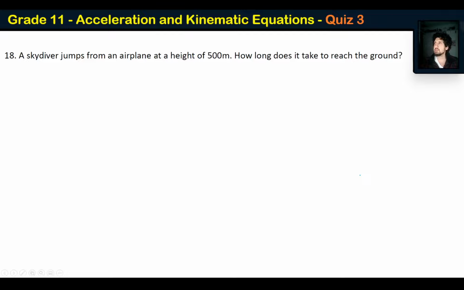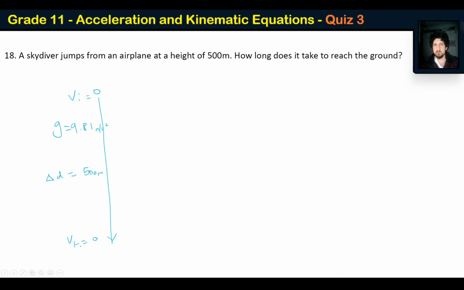A skydiver jumps from an airplane at a height of 500 meters. How long does it take to reach the ground? Okay, so once again, we've got the displacement, 500 meters down, and that is delta D. What else do we have? We've got VI, which is 0, and we've got the acceleration, which is G, which is 9.81 meters per second squared. Now, some of you might be tempted to think that VF simply equals 0, but it doesn't. VF doesn't equal 0.